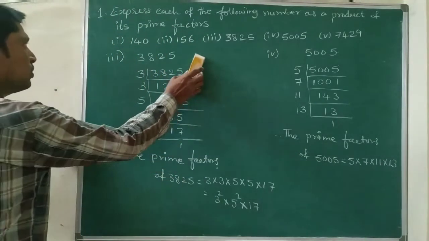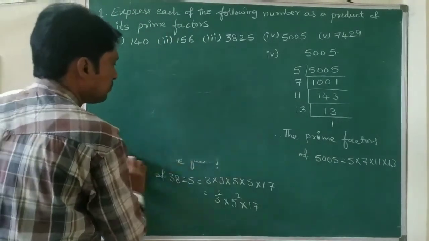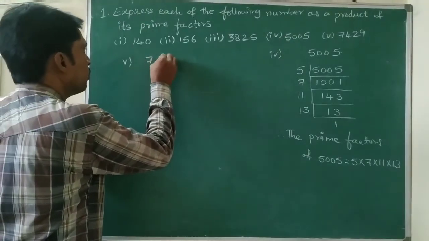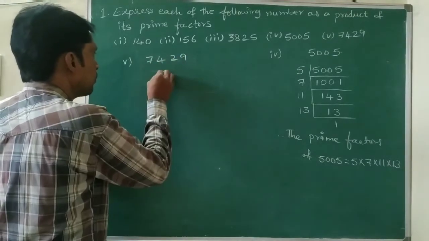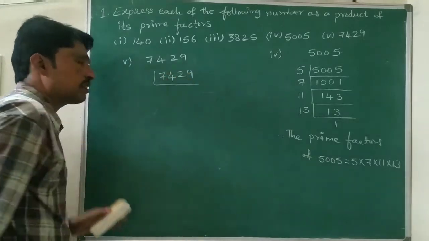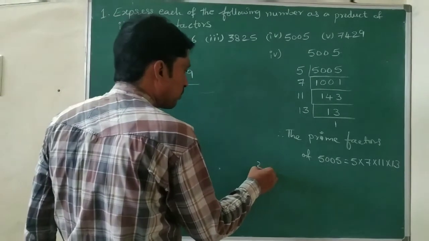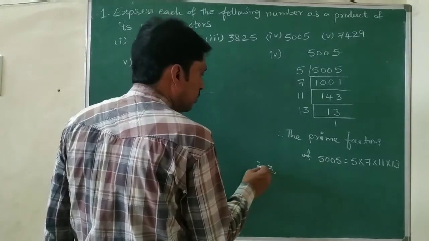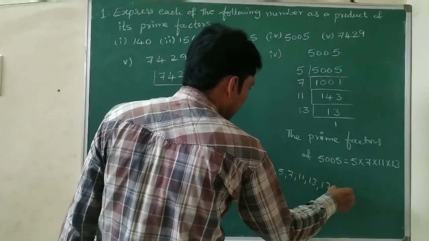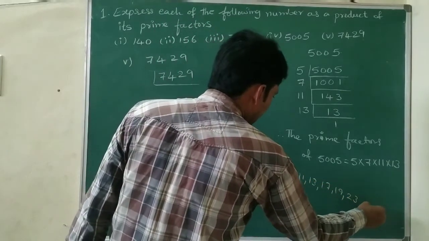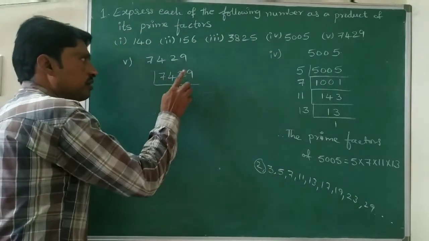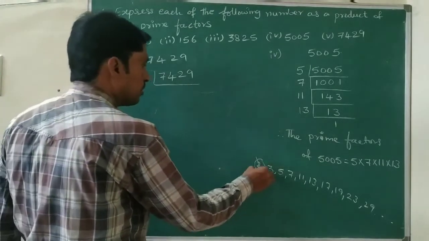Next and last one it is, that is fifth one, 7429. So this 7429, prime numbers only we need to take. So those prime numbers we already know. Again taking here 2, 3, 5, 7, 11, 13, 17, 19, 23 and 29, and so on. So 2, it is not possible. Why? Because here the unit digit is 9. So it is not possible.